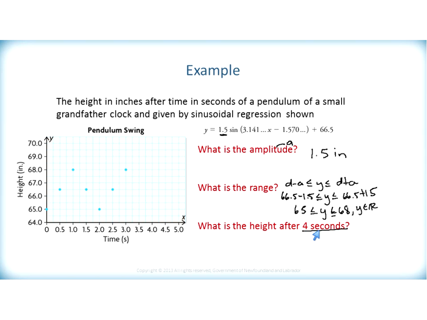If we put 4 seconds in the equation, we can tell exactly what it would be. So let's do that. We have 1.5 sine of 3.141 times 4 subtract 1.570, plus 66.5, and this would give us 66.796. So that's where the height of the pendulum will be after 4 seconds.